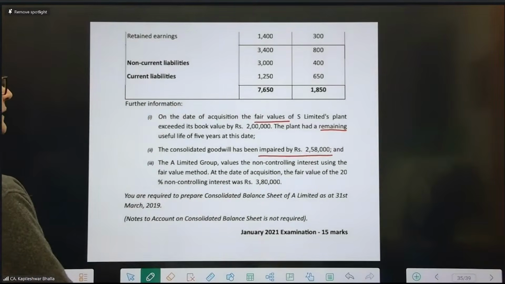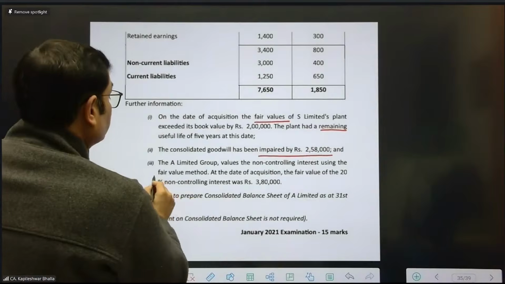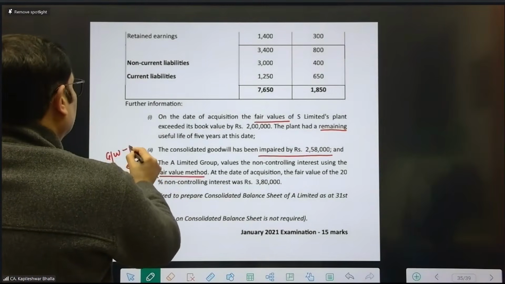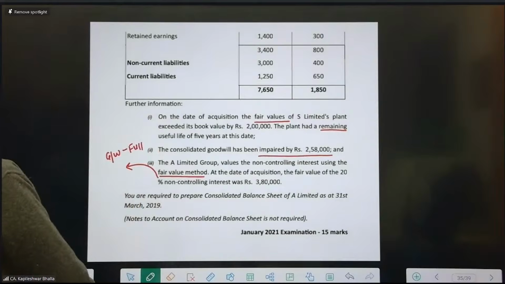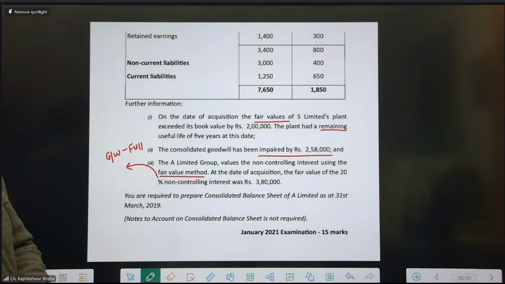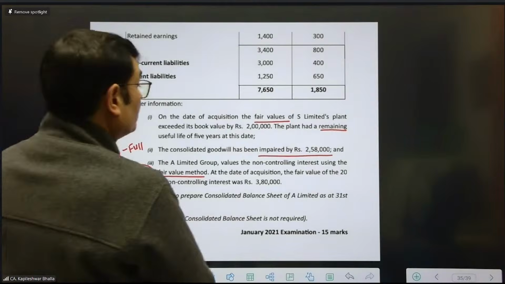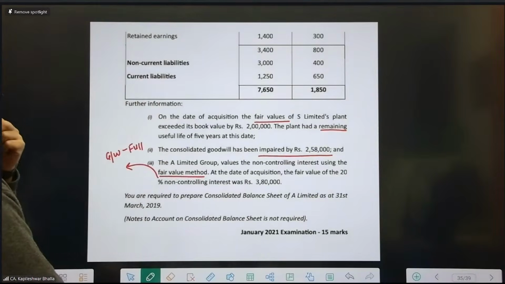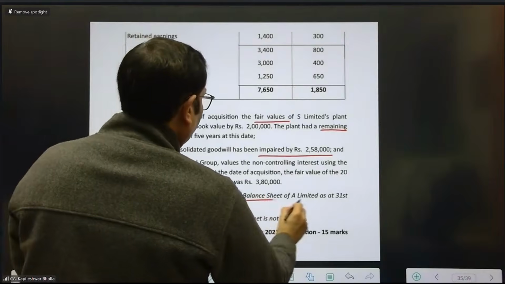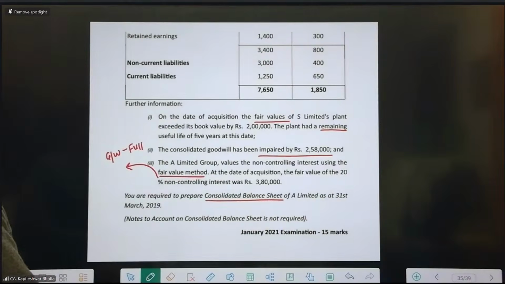And then it says A Limited values the NCI using fair value, which means the goodwill is supposed to be full. And if the goodwill is full, the impairment is borne by the parent and the NCI. At the date of acquisition, the fair value of the 20% NCI is already given. You are required to make a consolidated balance sheet on March 19. Notes to accounts are not required.